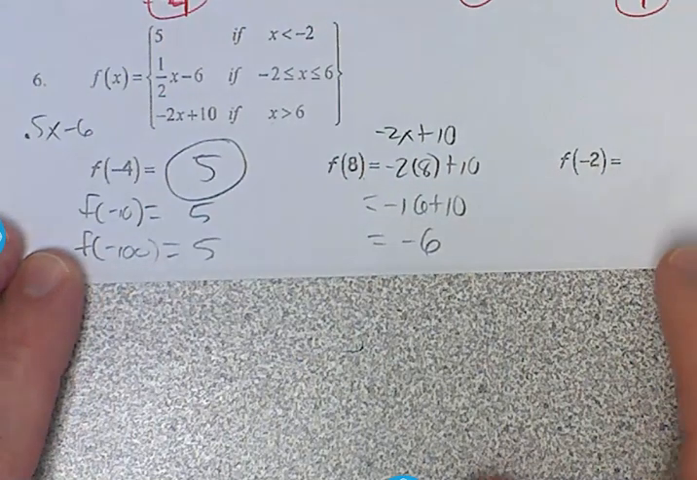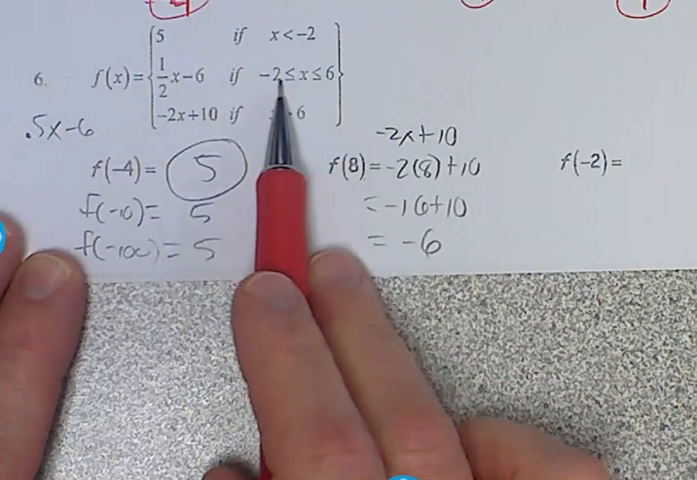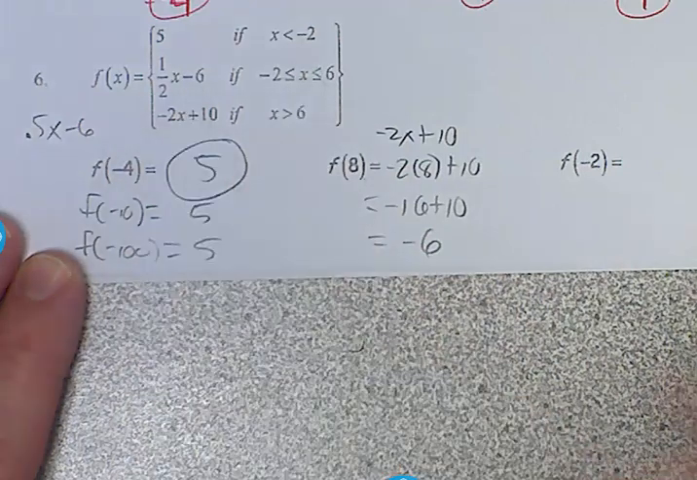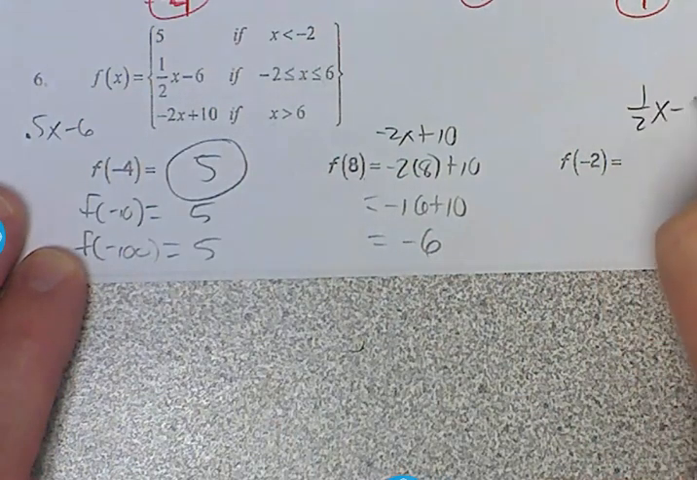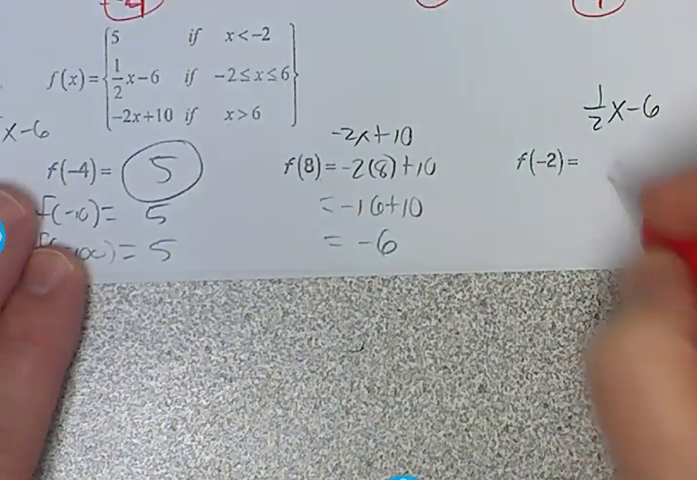Okay, and then -2, it's right on the border. It is not less than -2. It would fit with this x between -2 and 6 part here, where it's less than or equal to. So this one would actually fit in the middle. So we're going to do half of x minus 6. And again, if you don't like the fraction for that part, if you're using a calculator, it's still okay.